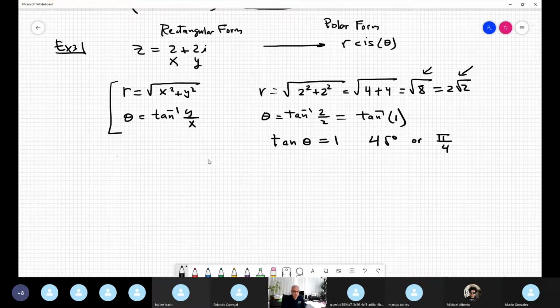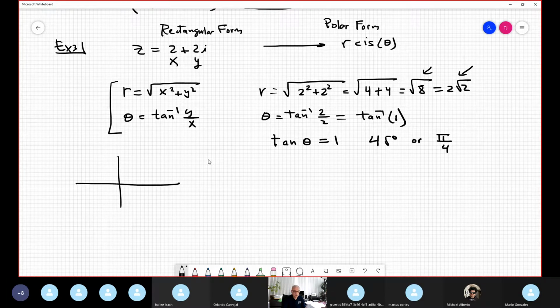So I need a verification. It's an important detail: verification of what quadrant it lies in. It's obvious it's in the first quadrant because it's 2 here. This segment is 2, which is the real part. And this segment is 2, which is the imaginary part. So my theta lies here, exactly here. This is 45 degrees. Look at that, 45 degrees, pi over 4.